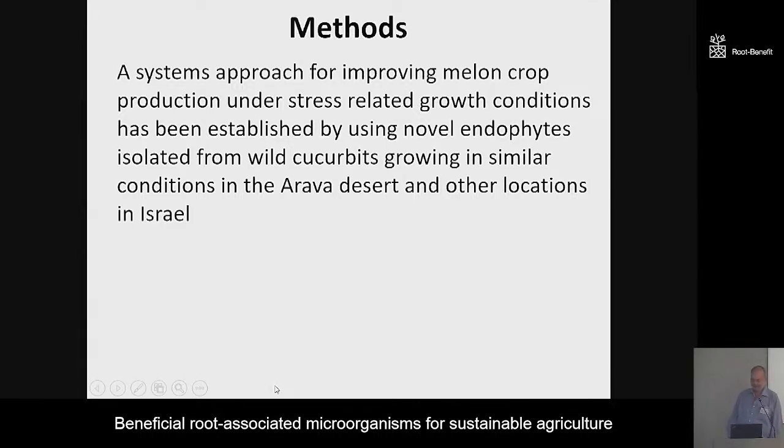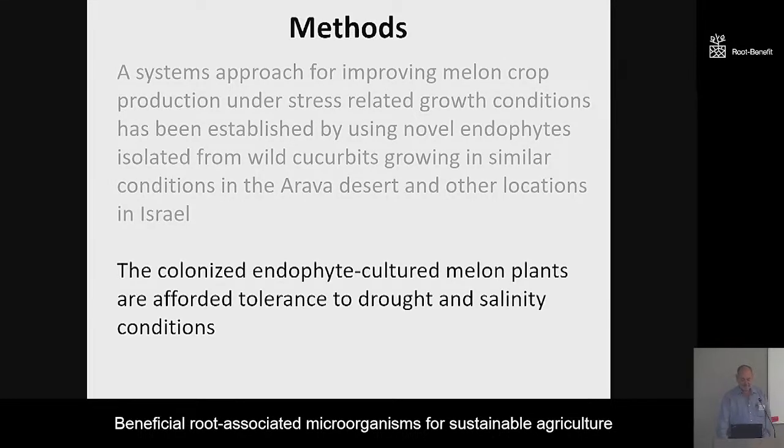A systems approach for improving melon crop production under stress-related growing conditions has been established by using novel endophytes isolated from wild cucurbits growing in similar conditions as in the Rift Valley in the southern part of Israel, which is a very dry and hot area, about 35-40 degrees in the summertime. And the endophyte-colonized cultured melon plants are afforded tolerance to drought and salinity conditions.